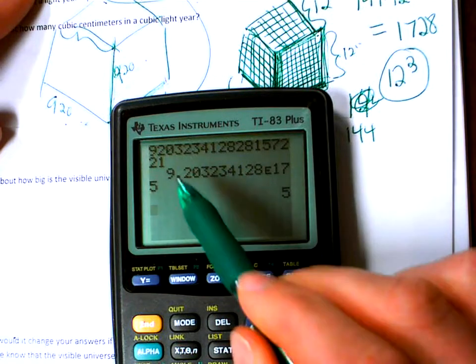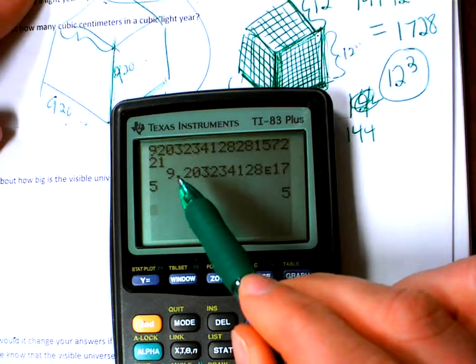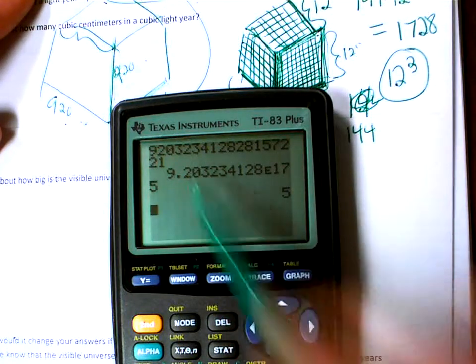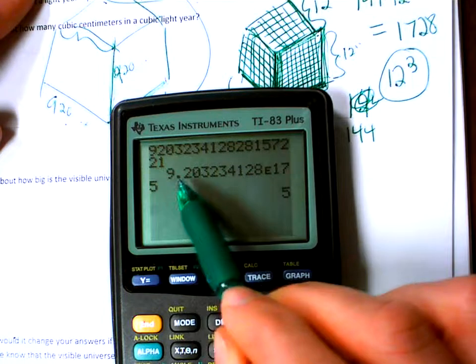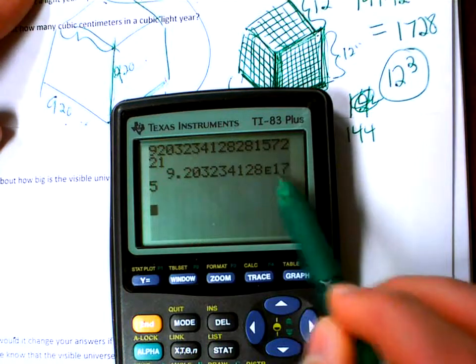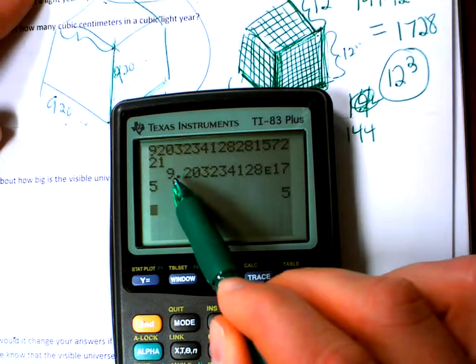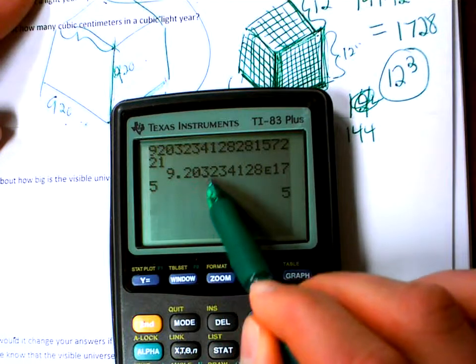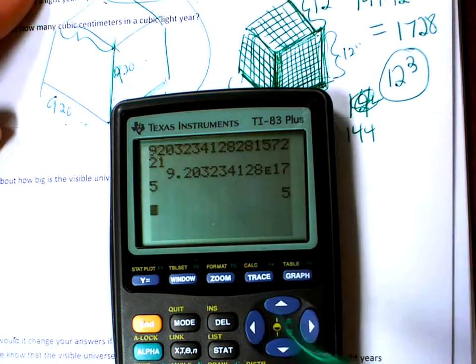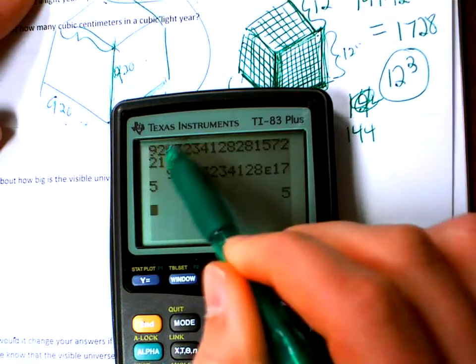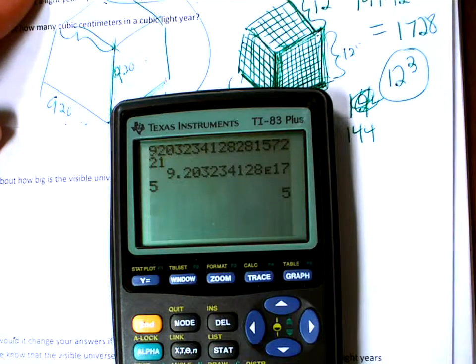If you recall, when you multiply a number by 10, it's equivalent to moving the decimal place over by 1. So if we take 9.2 and we move the decimal place over 17 times, so 1, 2, 3, 4, 5, 6, and so on, 17 times, we're going to get that number. So it's just a nicer way to express very large numbers, scientific notation.